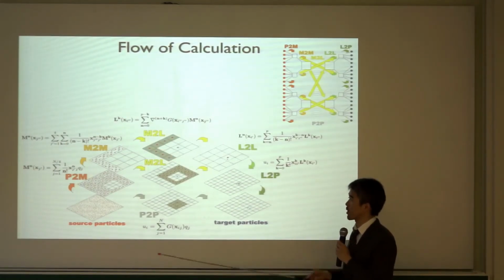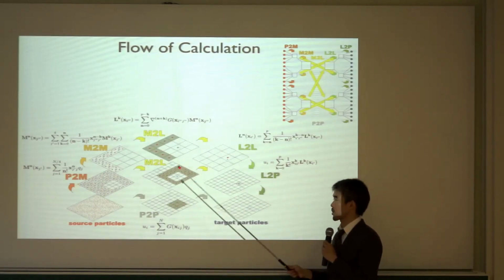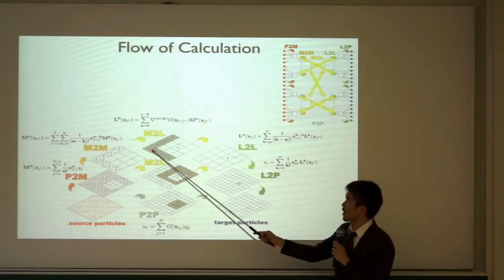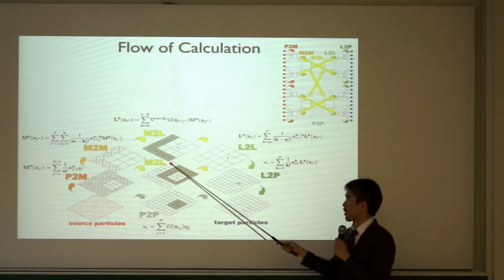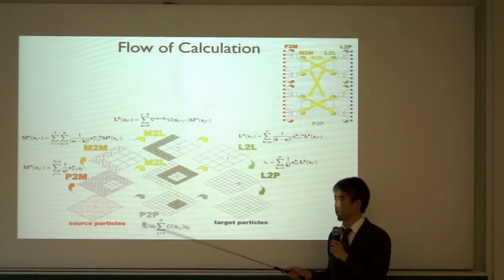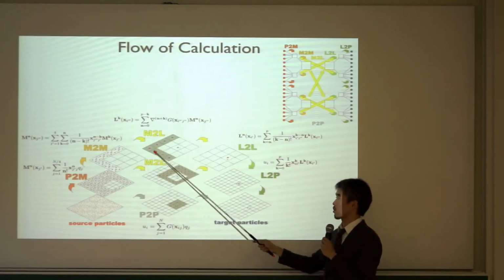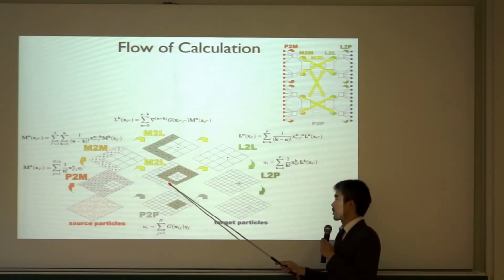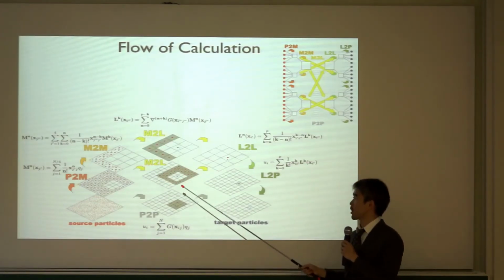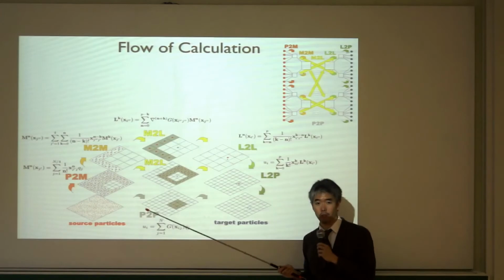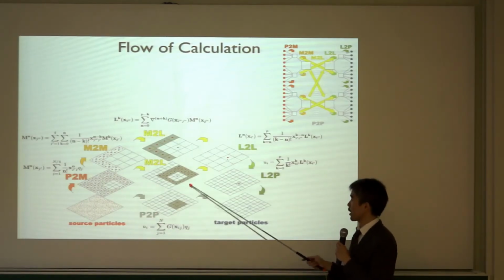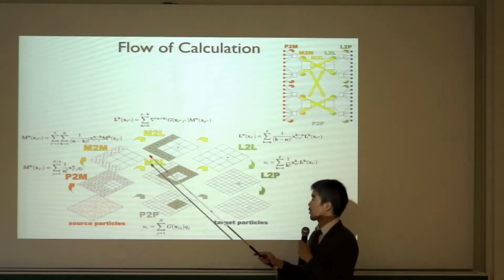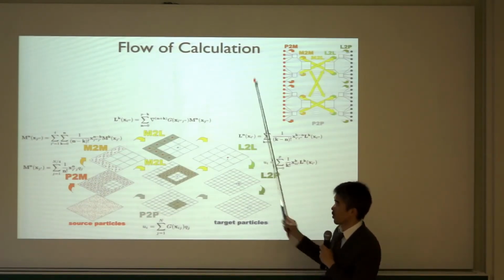So tomorrow will be on tree construction and interaction list finding. The list of these gray boxes is called an interaction list because it's a list of boxes that interact with each other. So construction of the interaction list is also a critical part of an FMM algorithm. But I will cover that tomorrow. So today, you just have to remember, FMM consists of this, this is the whole picture.